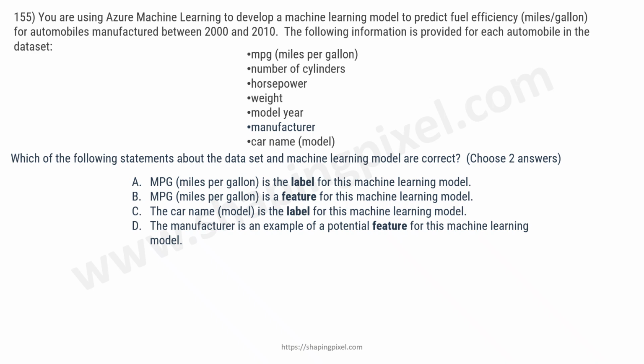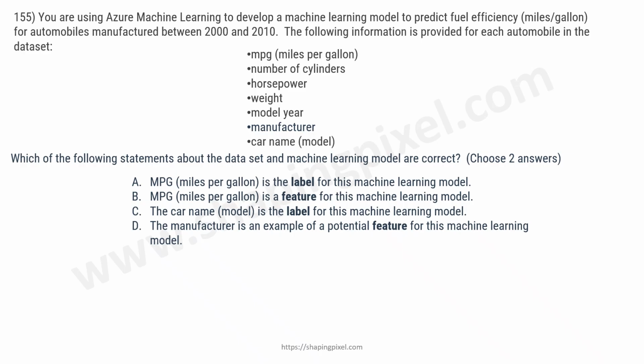So question number 155. You are using Azure machine learning to develop a machine learning model to predict fuel efficiency for automobiles manufactured between 2000 and 2010. The following information is provided for each automobile in the dataset. So which of the following statements about the dataset and machine learning model are correct?